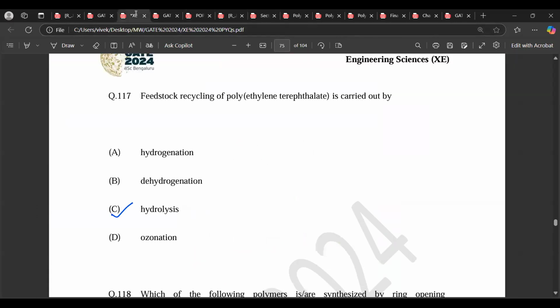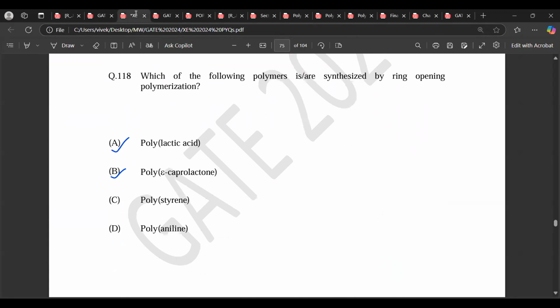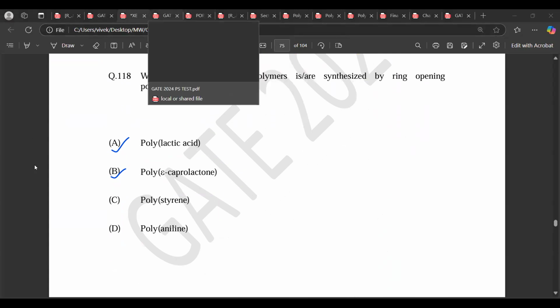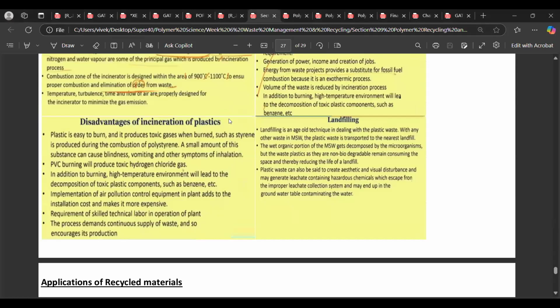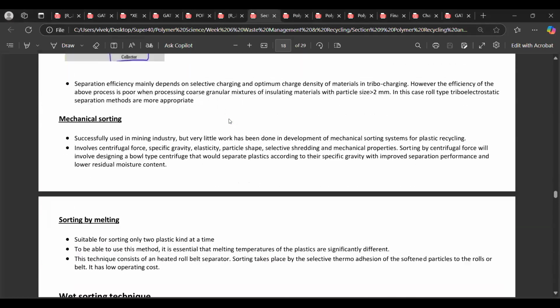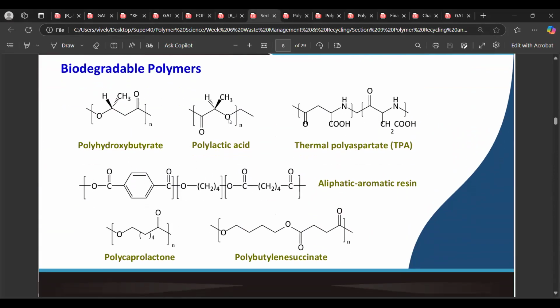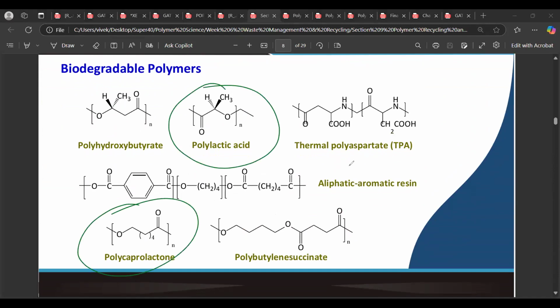Next is, which of the following polymers are synthesized by ring opening polymerization? So see, the polylactic acid that I showed is a biodegradable polymer. And both polymers are given from the same slides that I just showed to you, right? If you see all these biodegradable polymers, you just need to know their monomers. So all the polymers were chosen from here: polylactic acid and polycaprolactam. So you just need to memorize these polymers, and you will be able to answer.